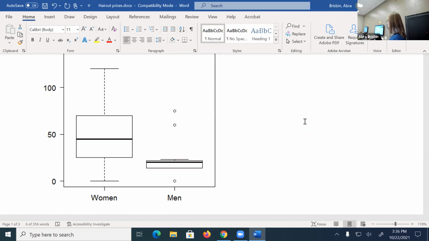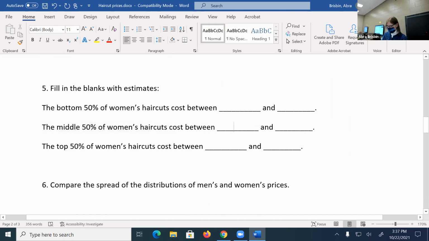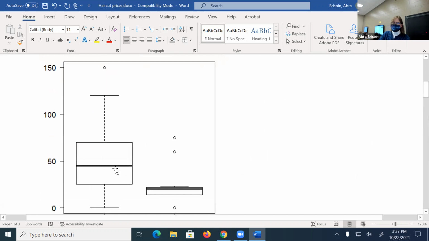Maya, what'd you say? 45 to 70. 45, that looks like the top. She answered 30. 30, okay. That sounds more reasonable. Like that? Yes, that's what I meant. All right. Yeah, so the middle 50% is looking at the box. So yeah, that looks reasonable, 30 to 70. Anybody say anything different here?